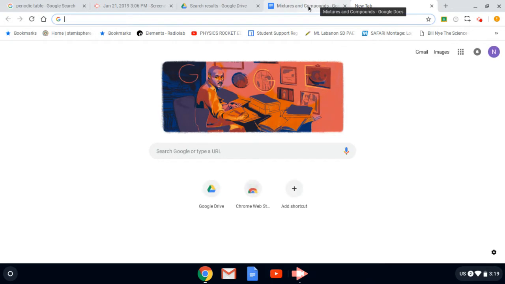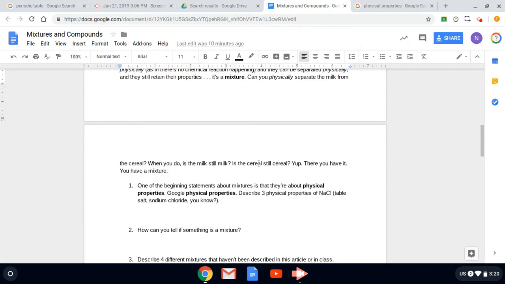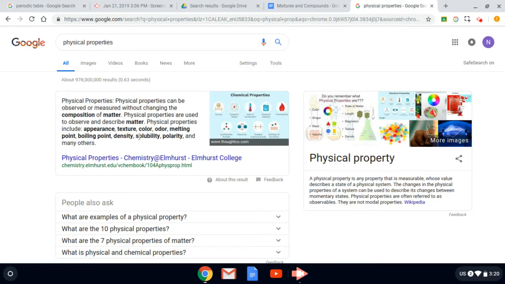So what are some physical properties? I wanted you to identify 3 physical properties of salt. Physical properties include appearance, texture, color, odor, melting point, boiling point, density, solubility. So how would you describe salt? Salt is definitely soluble. You can just stir it up in a glass of water and it disappears.